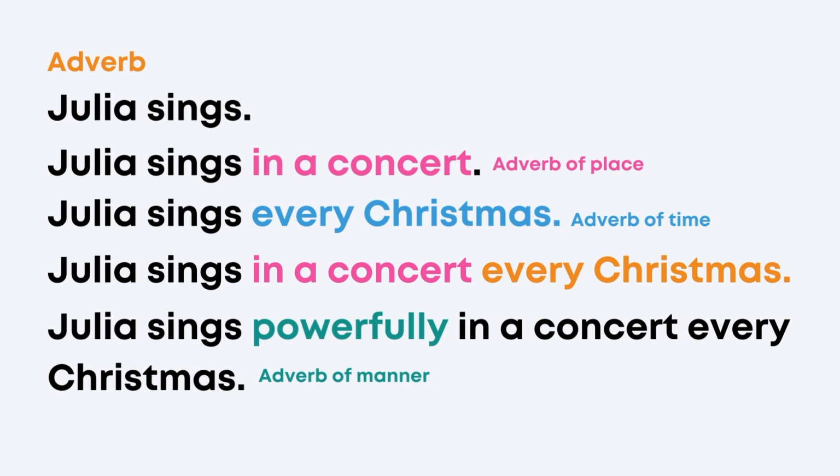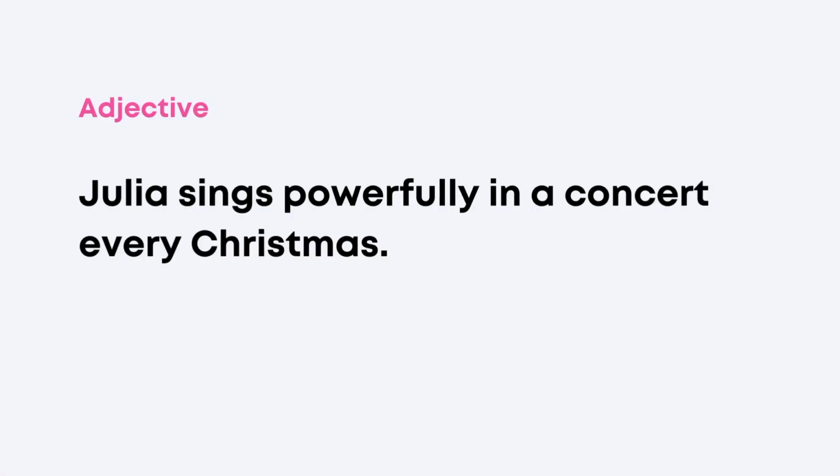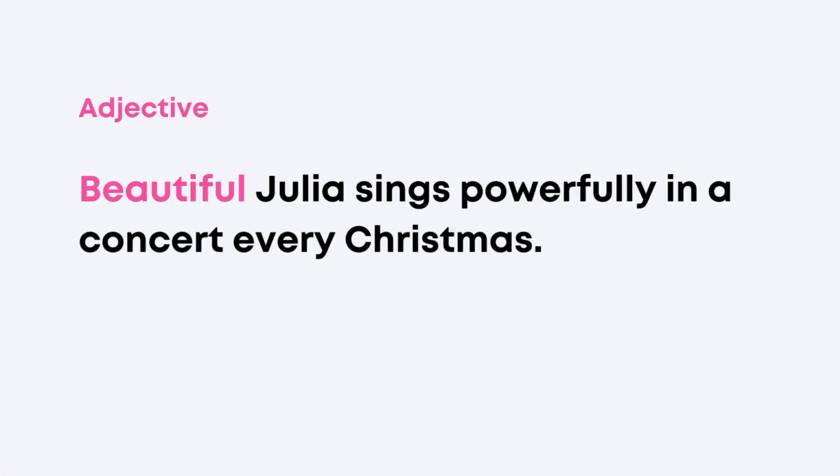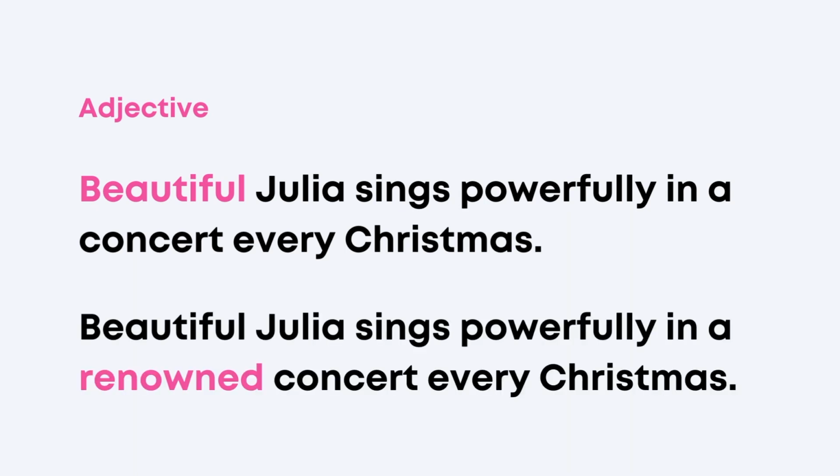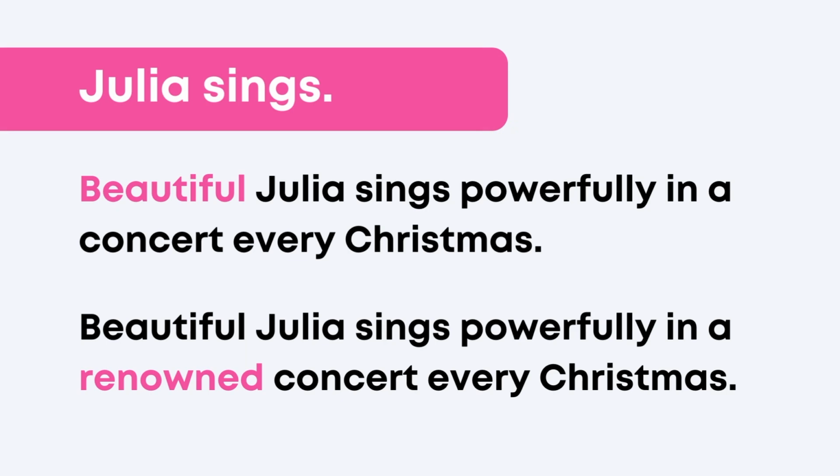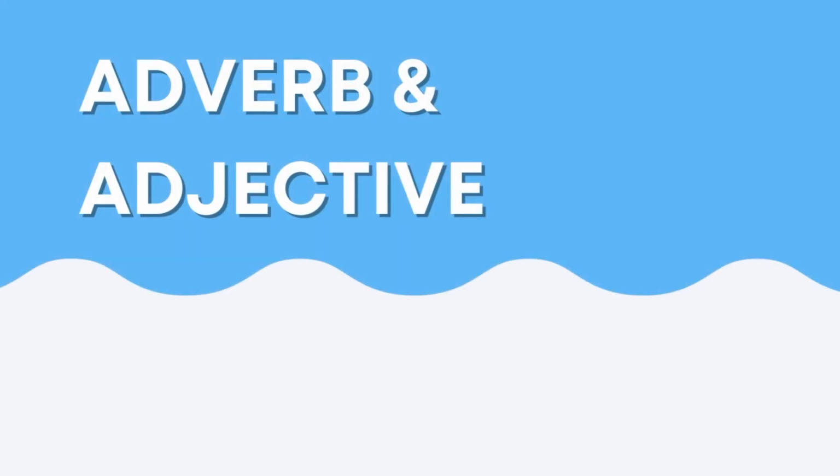Excellent! Now how about adding an adjective to the sentence? Let's add an adjective before the word Julia. Beautiful Julia sings powerfully in a concert every Christmas. Or we can also add an adjective before the word concert. Beautiful Julia sings powerfully in a renowned concert every Christmas. See? From the simple sentence, Julia sings, now we have a more detailed sentence that sounds more interesting than the previous one, just by adding an adverb and an adjective.